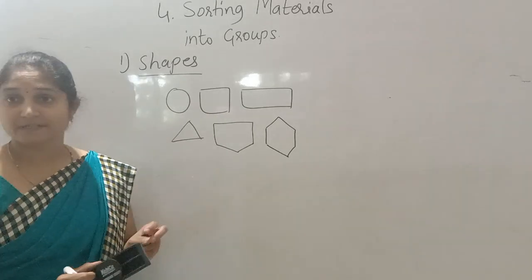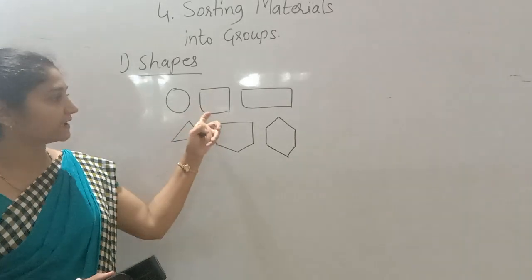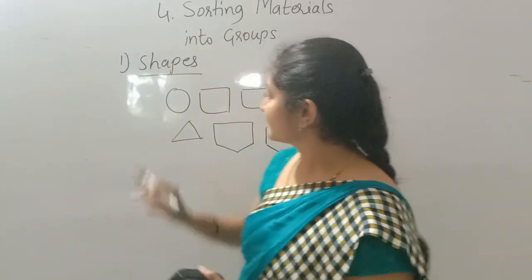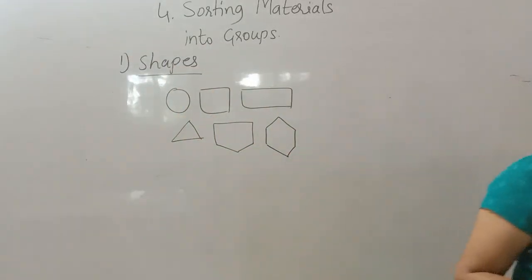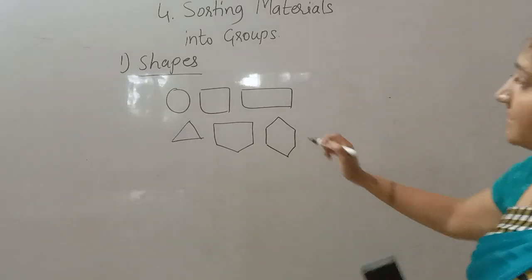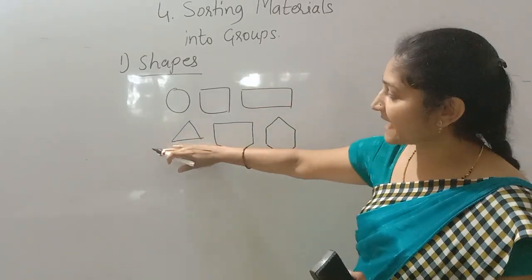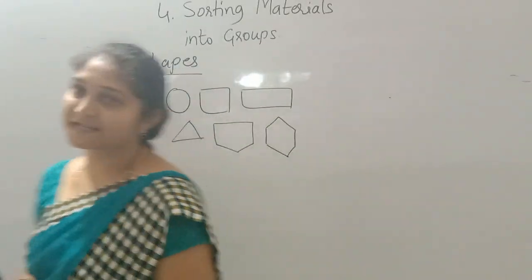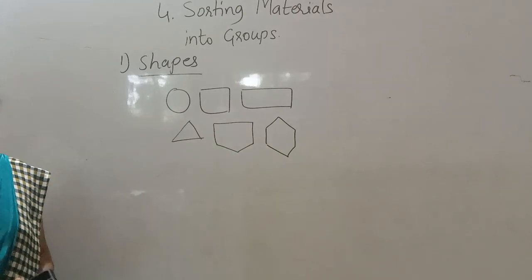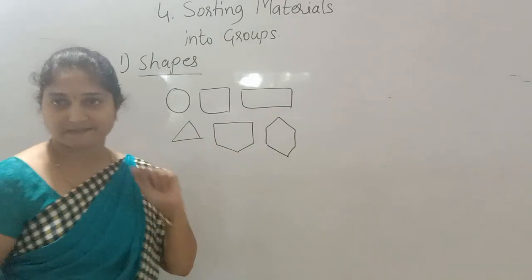And if the materials are square, all the square materials make a group, and we give it the name: these materials resemble a square shape. And some materials which are rectangle are placed in this group. Triangle materials are placed in the triangle group. And pentagon, hexagon, right? Pentagon means what? How many sides are there? 5 sides. Hexagon, 6 sides.